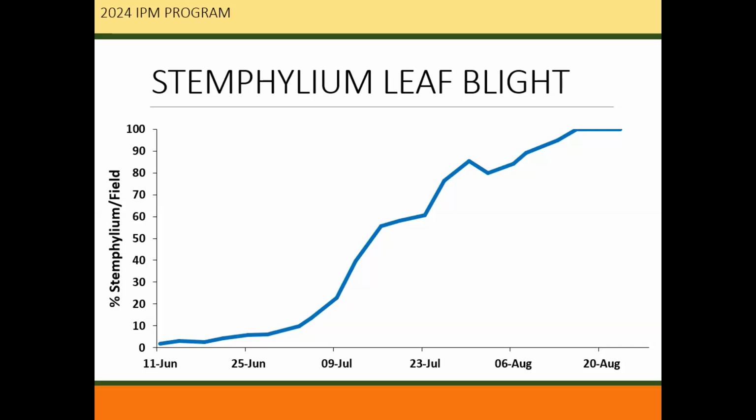But with the warm conditions, with the increased precipitation, the environment was humid. There were longer periods of leaf wetness in July. Stemphylium started to infect a little bit earlier. It basically had the conducive conditions to do so, and just kept building from there.